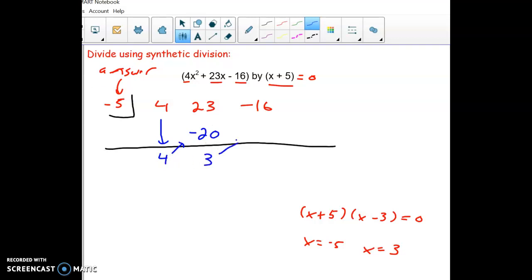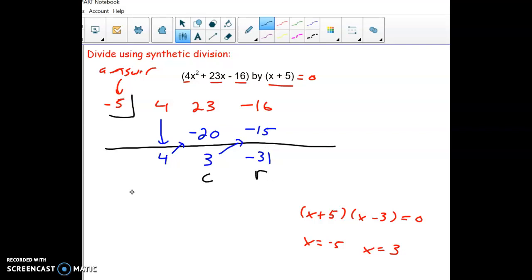So to get the next number, I multiply with the window, add these, all right? And so this is our answer down here, the 4, 3, and -31. And we just have to identify what they are. So this last thing will always be the remainder. And then this thing will be the constant.